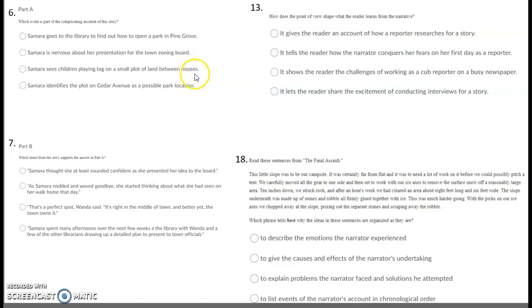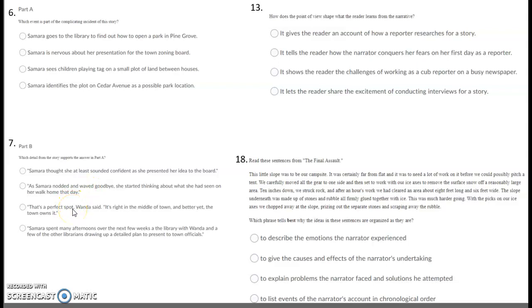So after figuring that out, then you're looking for the support for Part A. So this one goes along with her presenting to the town board. So if you had picked B, you probably picked A here. Her nodding and waving goodbye, starting to think about what she had seen on her walk home that day is really what propels her to take action. So that detail is going to be the best answer for Part B.